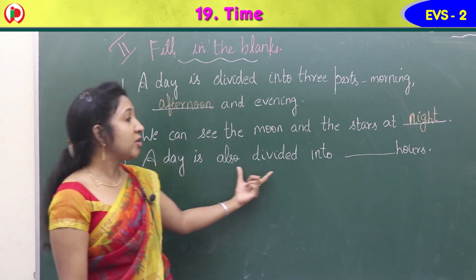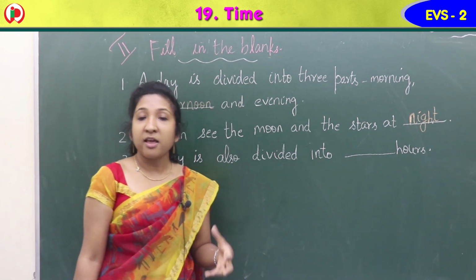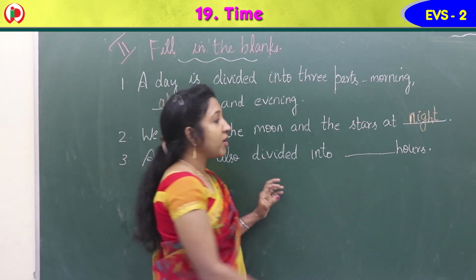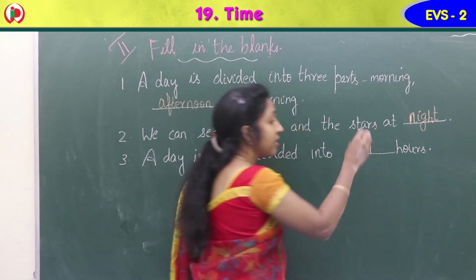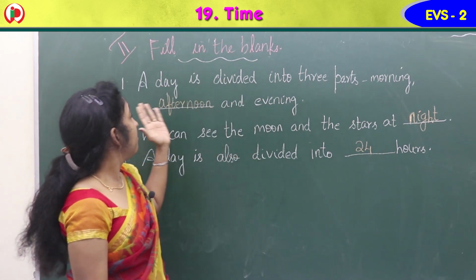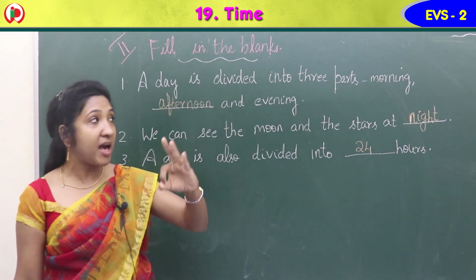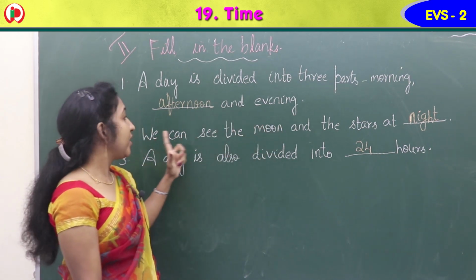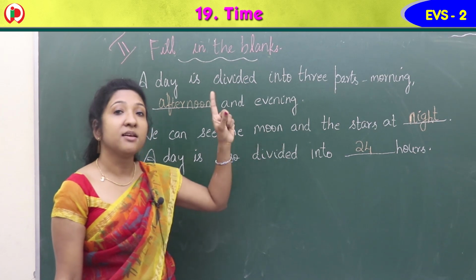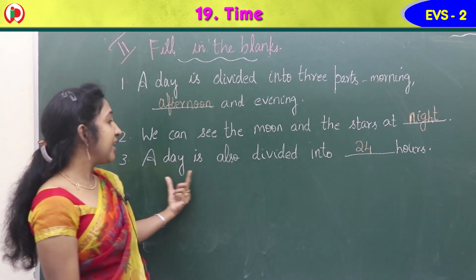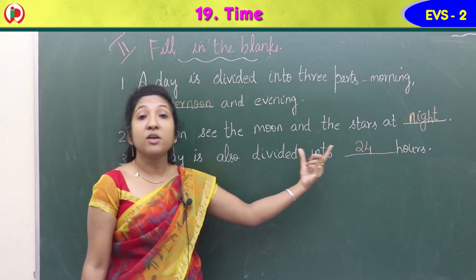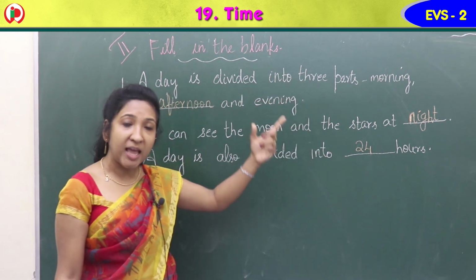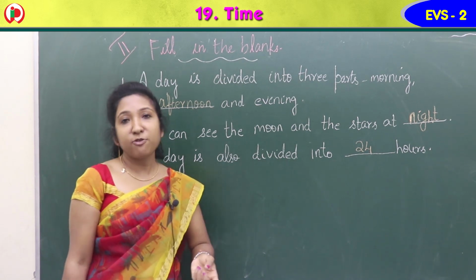Third one, the last fill up. A day is also divided into dash hours. We know 1 day is divided into, yes, 24 hours. So, first one, a day is divided into 3 parts, morning, afternoon and evening. Second, we can see the moon and the stars at night. Third one, a day is also divided into 24 hours. A day is divided into 3 parts. At the same time, the day is divided into 24 hours.